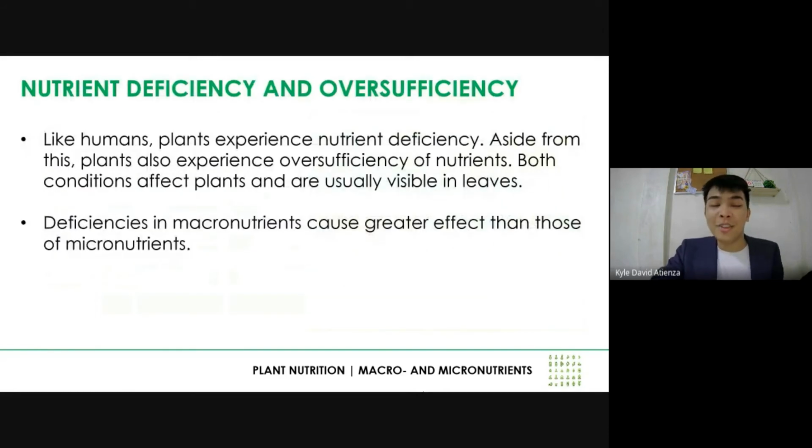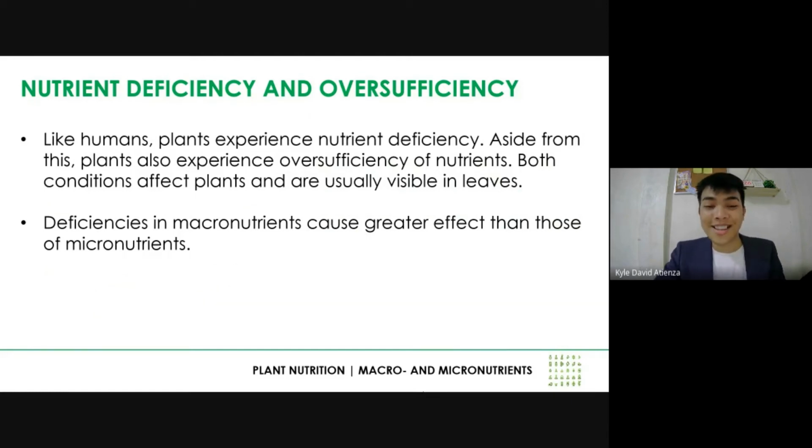We now proceed to the next part of this topic, which is the nutrient deficiency and oversufficiency of plants. So, just like humans, plants also experience nutrient deficiency. Aside from this, plants also experience oversufficiency of nutrients. Both conditions affect plants and are usually visible in leaves. Deficiencies in macronutrients cause greater effects than those of micronutrients. This is because the amount of macronutrients needed by the plant is higher than that of micronutrients.